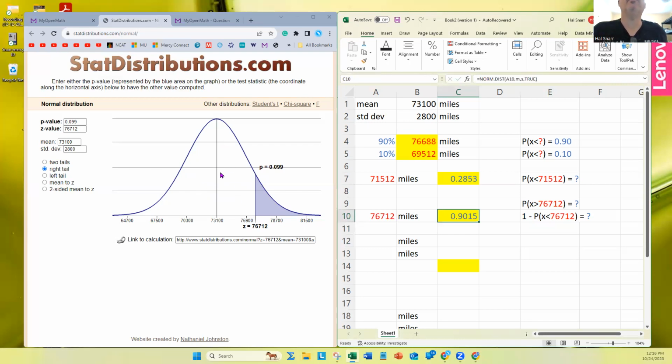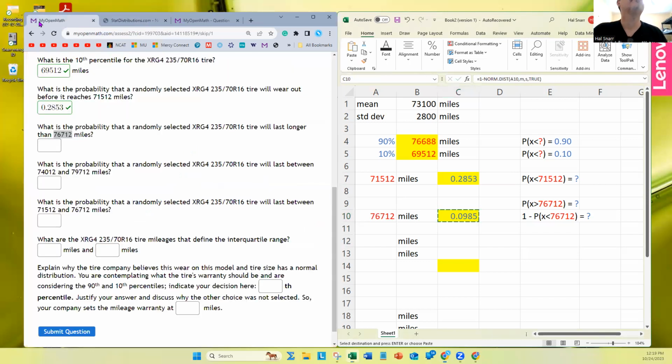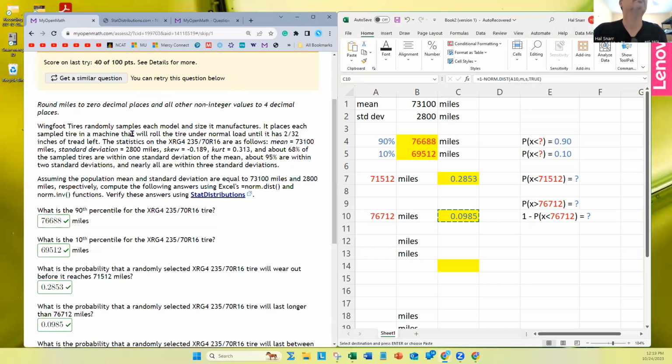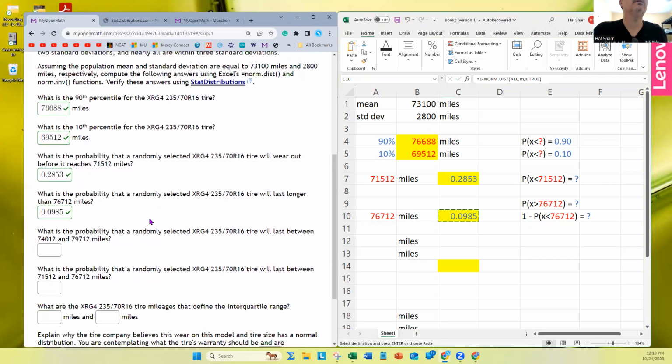Right? But I want a number that is small. I don't want the big number to the left. I want the littler number to the right. So the way I do that, I just type a -1 or a minus in front of norm.dist. Okay. So now this will give me the probability to the right, which is 0.0985, right? This isn't accurate enough. So I'm going to use this in my answer, right? Okay, got all those correct.